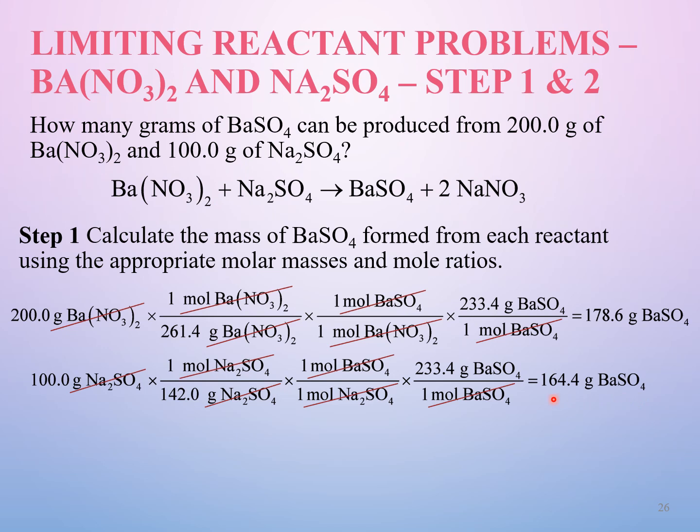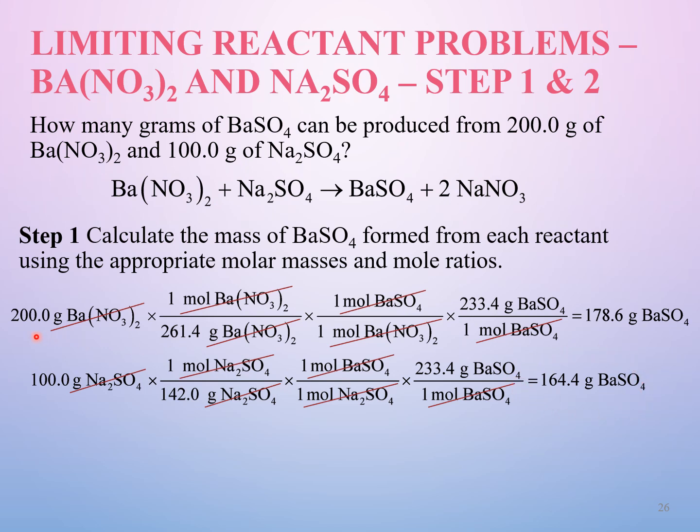So in this case, your 164.4 grams of barium sulfate is the max you can make, because once you make 164.4 grams, you run out of sodium sulfate. You can't keep going to make more than 164.4. This is my maximum amount of barium sulfate that can be made, and it's called the theoretical yield.